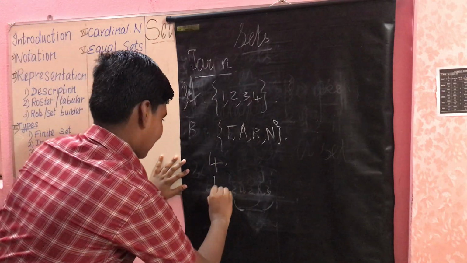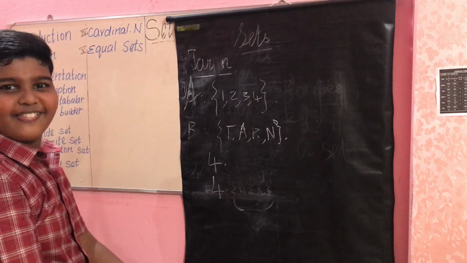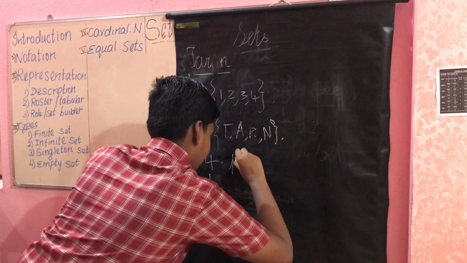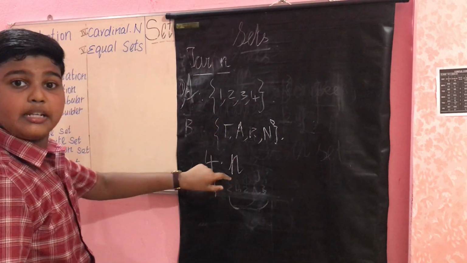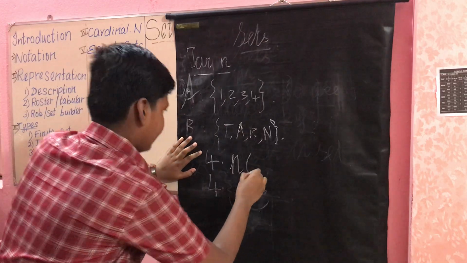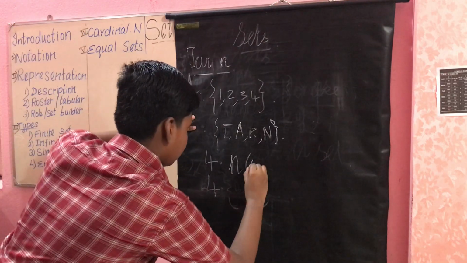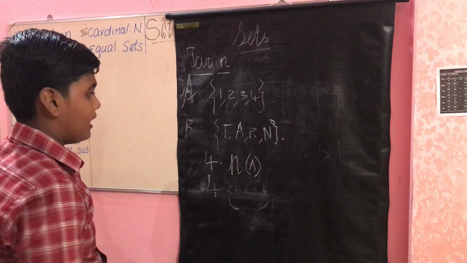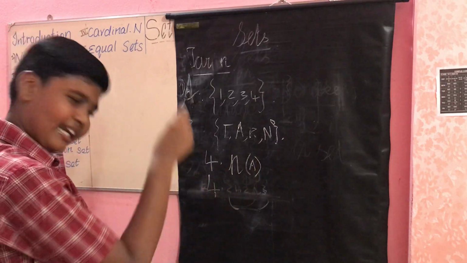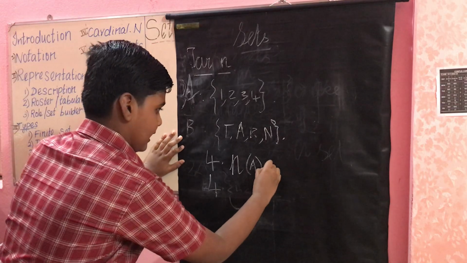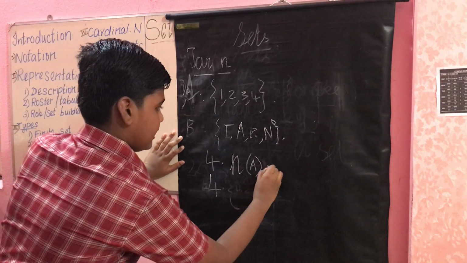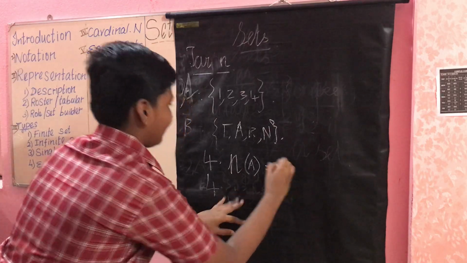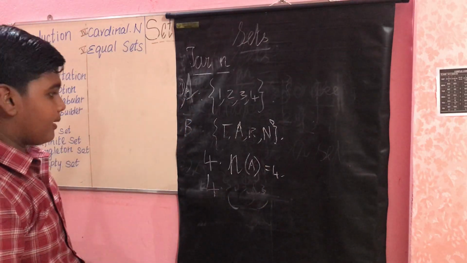So we should not write like this: 4. You think so? No, we need to write like this: n. This n is very important. Bracket. So here I wrote A, so the A must be the same. Don't write some other letter. Don't write C here. Write A, or you can just put equal to and write 4. That's how you need to write the cardinal number.